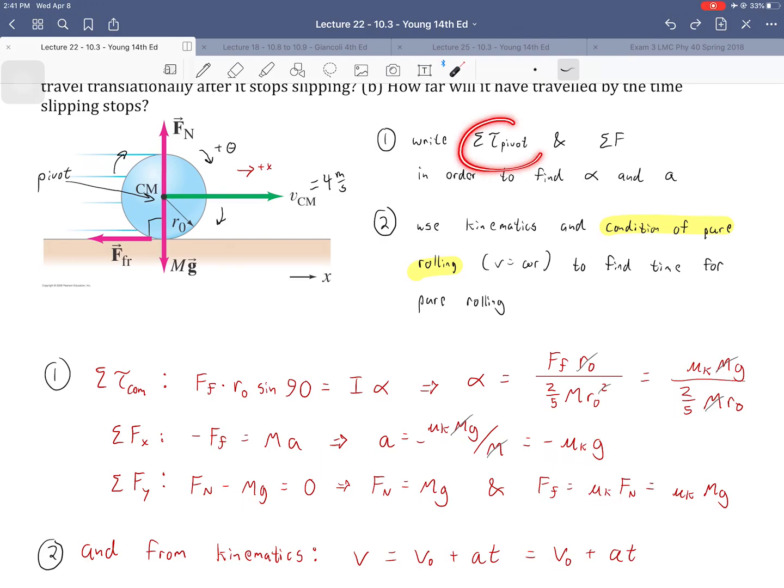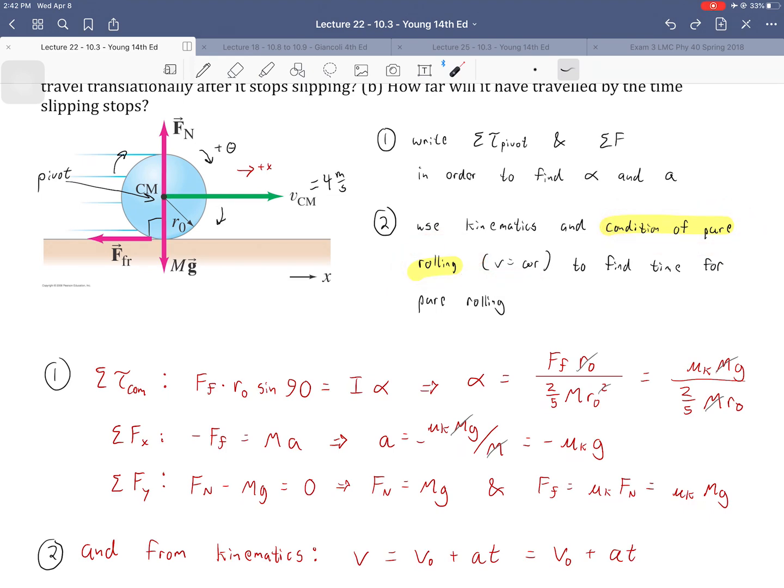All right, so 2 steps to this problem. We're going to write the sum of torques about the pivot. Right here I have the sum notation rather than the word net, and the sum of forces. And we're going to do that in order to find angular acceleration and translational acceleration. And that, of course, is translational acceleration of the center of mass, which for simplicity, I just write as A.